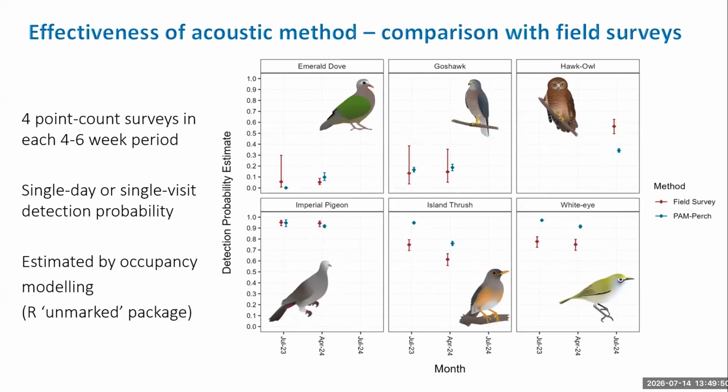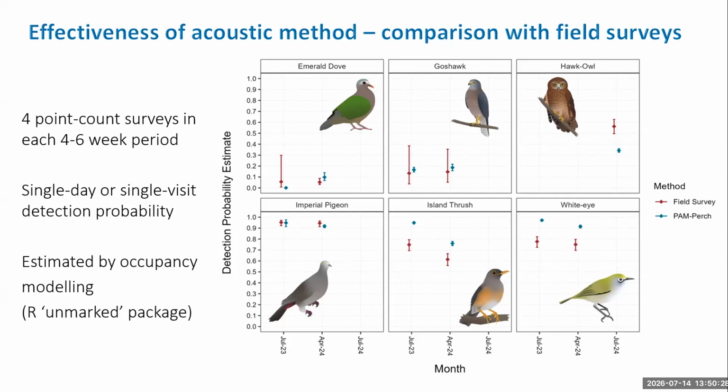One other question we wanted to address was, how does this acoustic detection method compare with traditional field surveys? And I did this using occupancy modelling. So these are the detection probability estimates using occupancy models that I did in R. And I compared it with point count surveys that we did at our recorder sites over 2 years, except for the hawk owl, which was a nocturnal survey done in the second year. And I calculated the occupancy and detection probability in that same period.